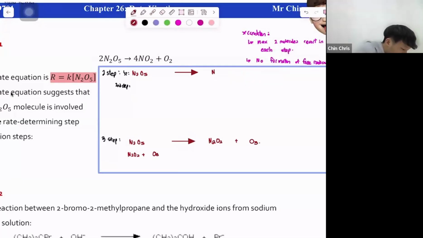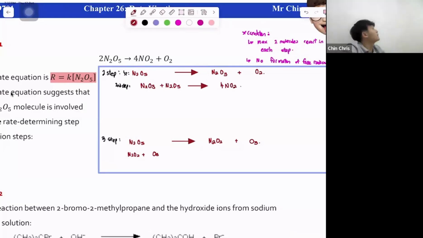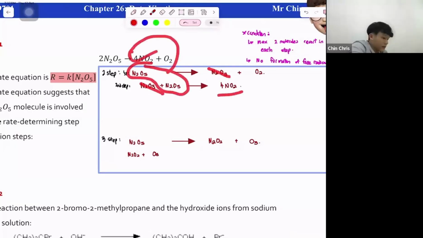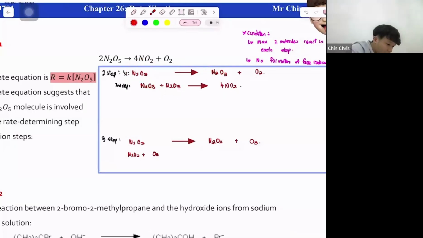So I might get N2O3 plus O2. Then in the second step, I can get rid of my N2O3 with another molecule of N2O5. Immediately, 4NO2. Done. So this is a two-step reaction. You can see, right, guys? 2N2O5 gives 4NO2 plus O2. So that's a good one for two steps.